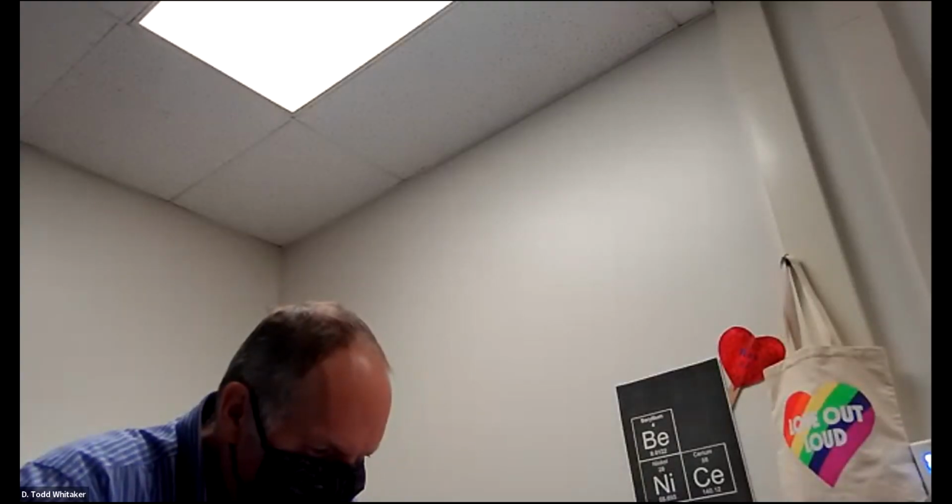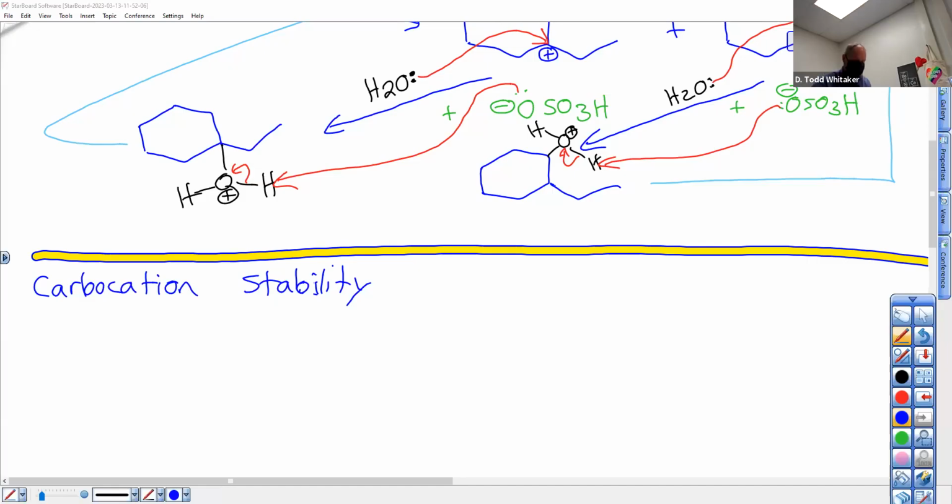All right, ladies and gentlemen, brief discussion on carbocation stability before we move on. You do not have to hand this in. I'll start with 3 cations with 4 carbons each.